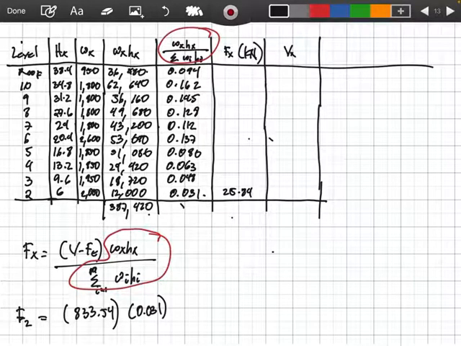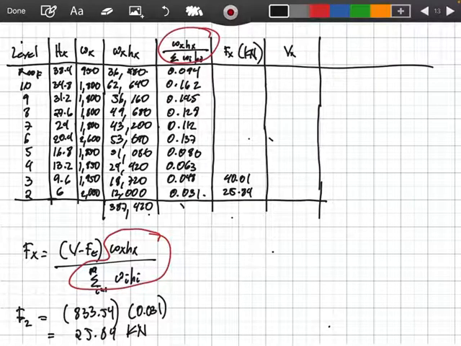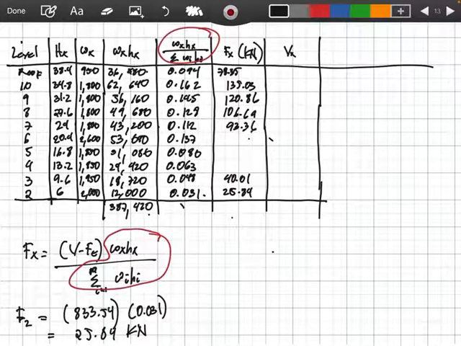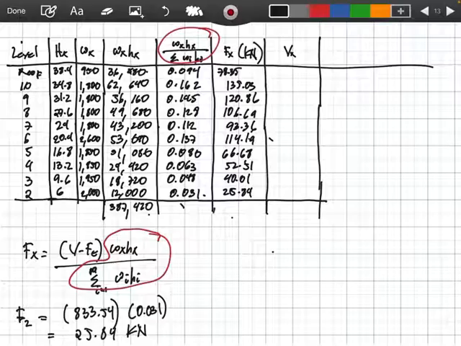Naka-kilonewton na to, ilagay na lang natin dito yung kilonewton. So, ganun din dito sa taas. So, yung sa level 3 naman, 0.048 times 833.54. So, that would be 40.01. So, ang F2 natin, 25.84 kilonewton. So, yan na yung Fx natin for each level. So, we need to compute this one. 78.35, 135.03, 120.06, 106.69, 93.36, 114.19, 66.68, and 52.51.